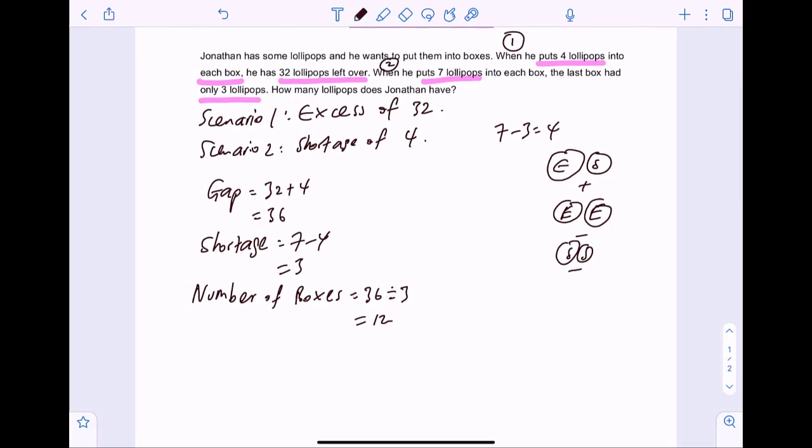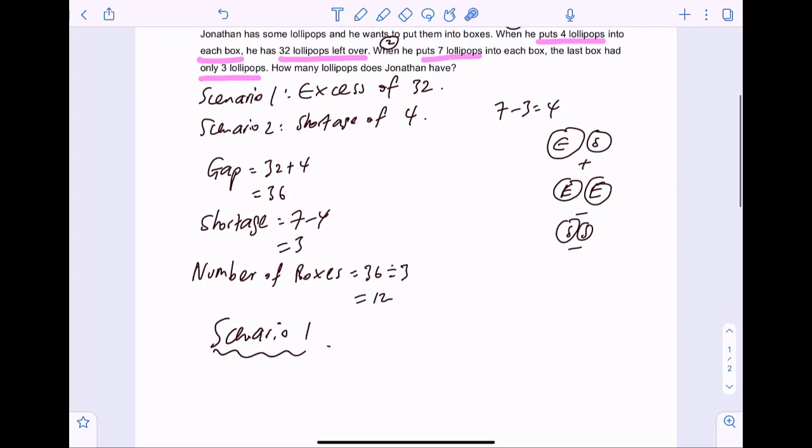Okay, so to find the number of lollipops, we can use either of the scenarios. So let's say we want to use scenario 1. Alright, so when he puts 4 lollipops into the box, there will be 32 left over. So 4 times 12 boxes, there will be extra 32. So 48 plus 32, which will give us an answer of 80 lollipops.